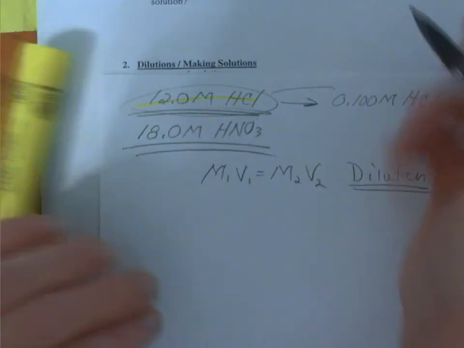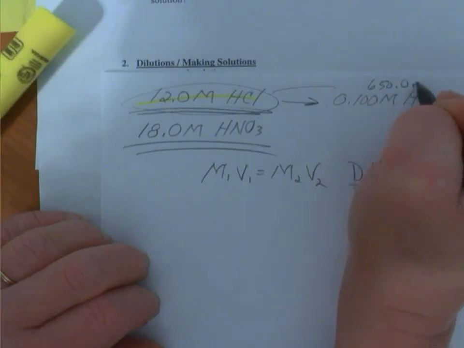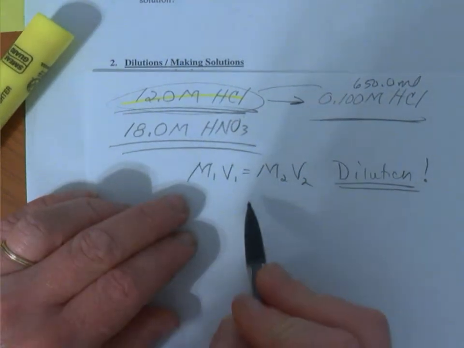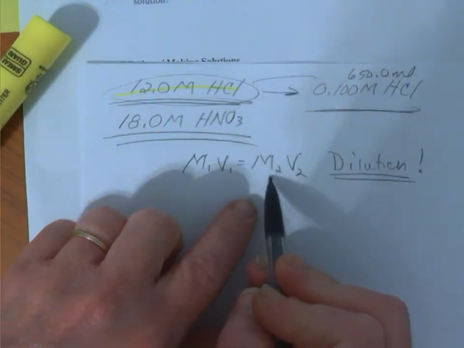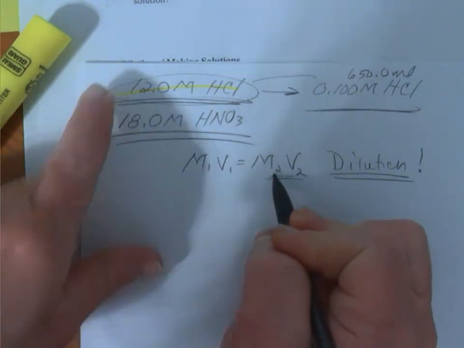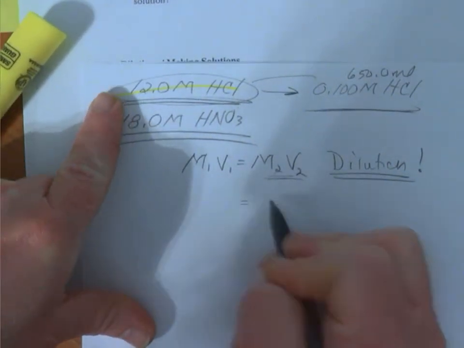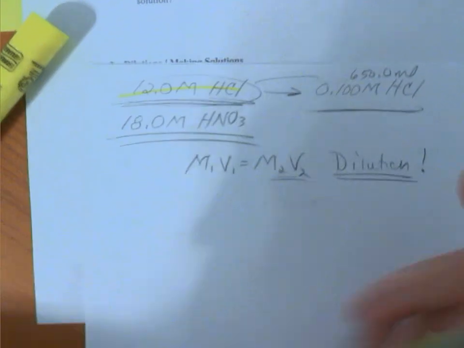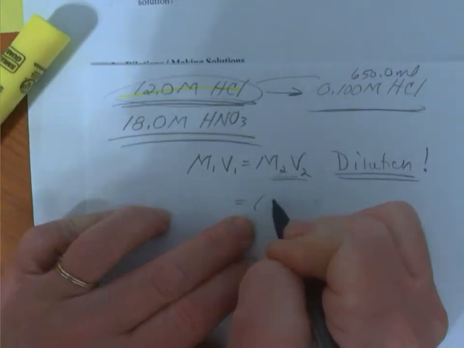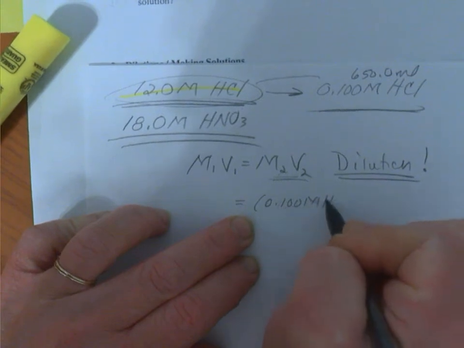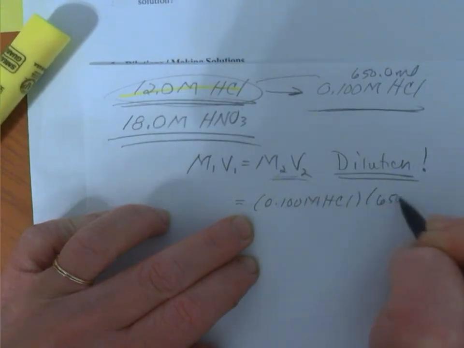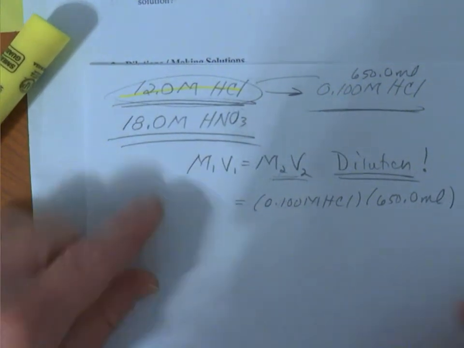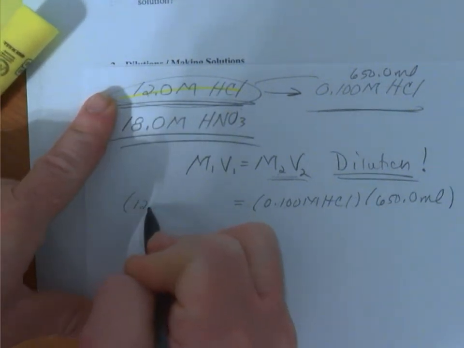So, what if we're working with 12 molar hydrochloric acid and we want to make, let's say, 650 milliliters of 0.1 molar hydrochloric acid? How will we make it? I'm sorry, I want to make 0.1 molar, and I need 650 milliliters of that 0.1 molar. Well, I have 12 molar HCl.